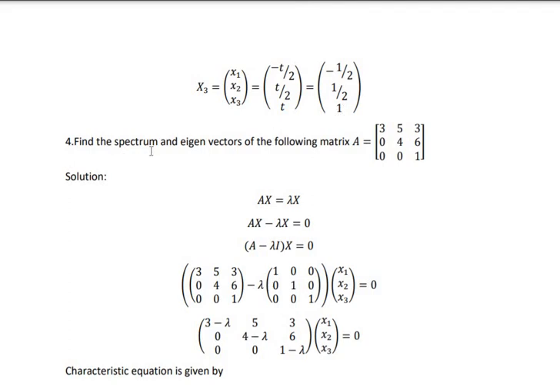Next question: find the spectrum and eigenvectors of the following matrix A equal to [3, 5, 3; 0, 4, 6; 0, 0, 1]. Spectrum means the set of all eigenvalues. So Ax is equal to lambda x. So you will get (A minus lambda I) x equal to 0. Substitute A and I in this equation. So you will get [3 minus lambda, 5, 3; 0, 4 minus lambda, 6; 0, 0, 1 minus lambda] times [x1, x2, x3] equal to 0.